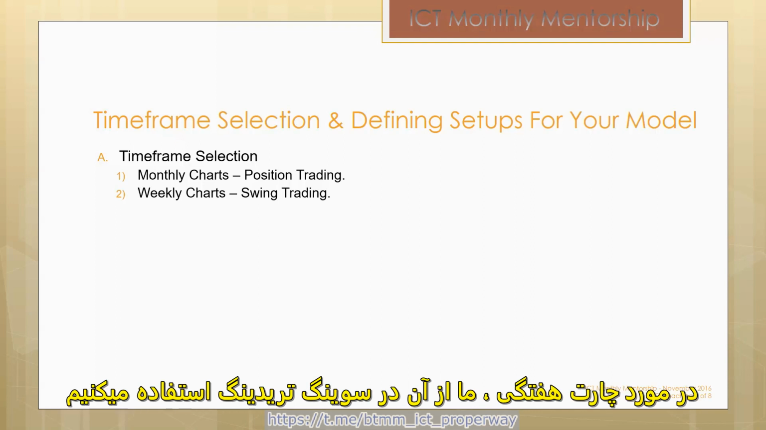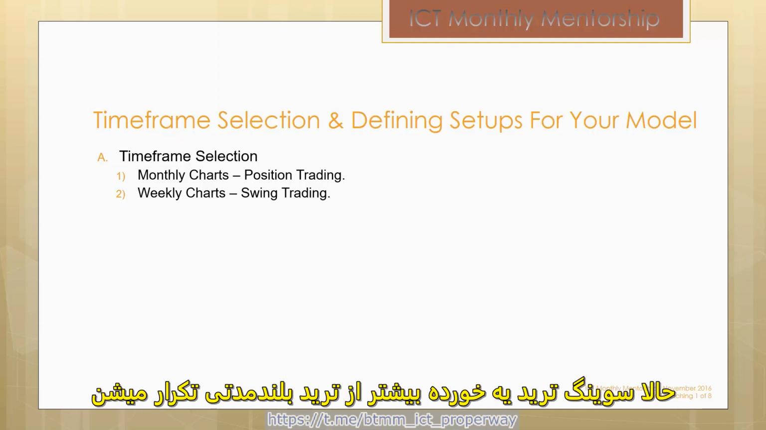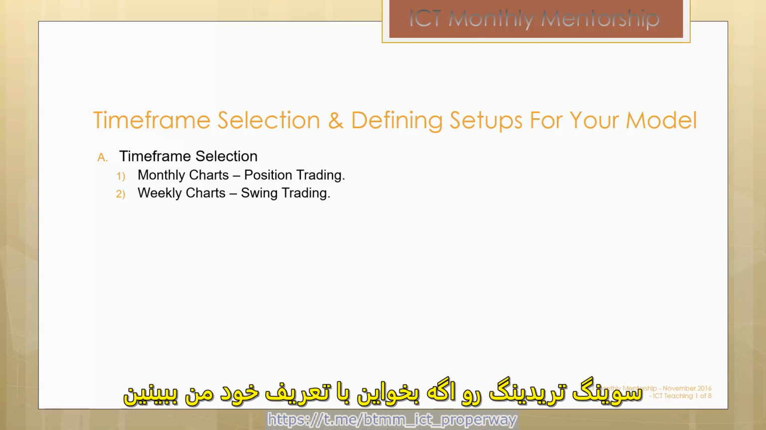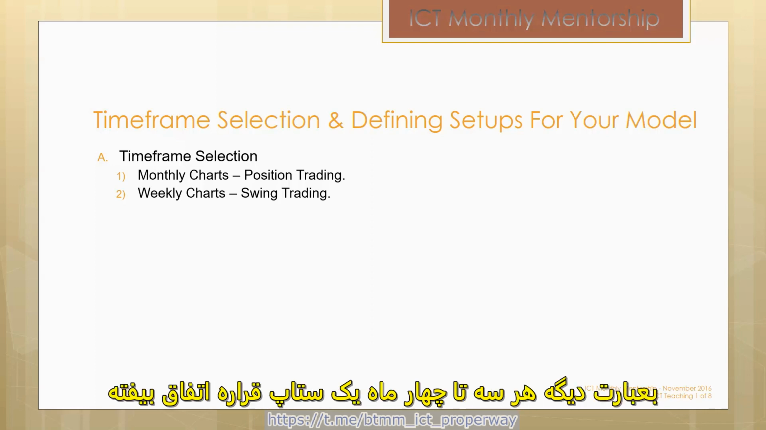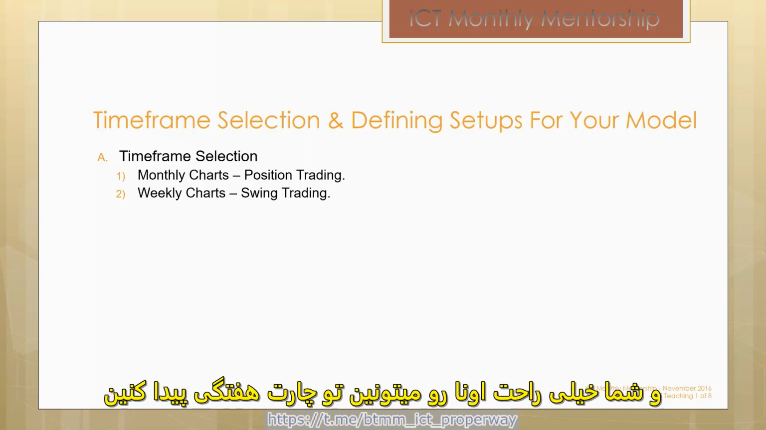The weekly chart, we use that for swing trading. Now, swing trading is a little bit more frequent than long-term position trading. Swing trading is, by my definition, typically 1 or 2 trades within a 3-month period. So every quarter of the year, in other words, every 3 to 4 months, there's going to be a setup that takes place. And you can find them very easily on a weekly chart.